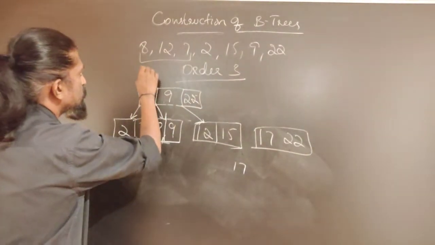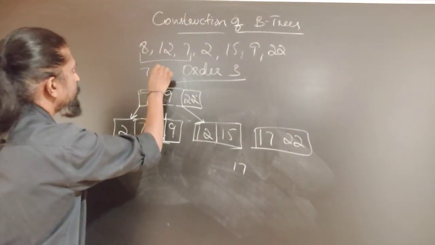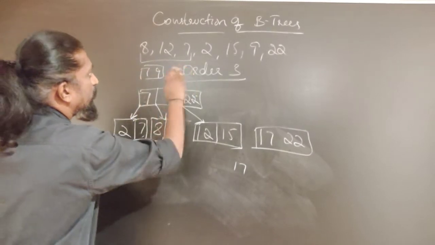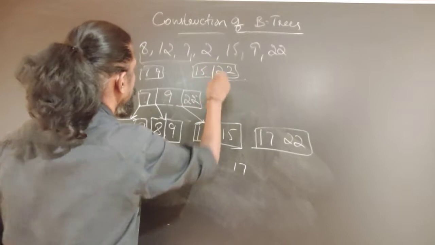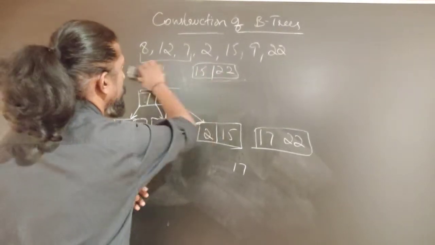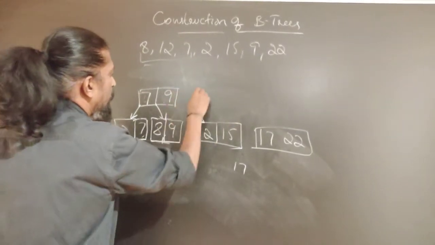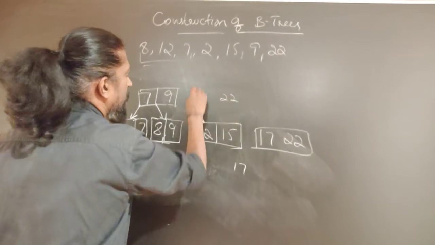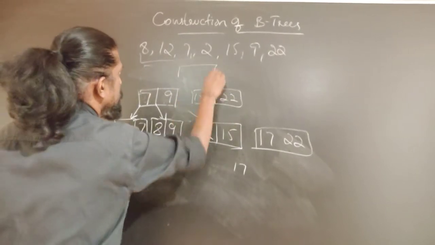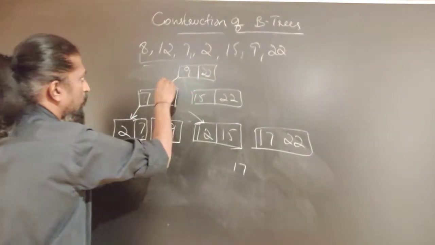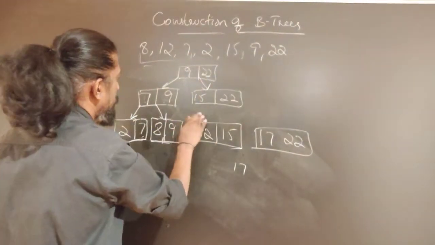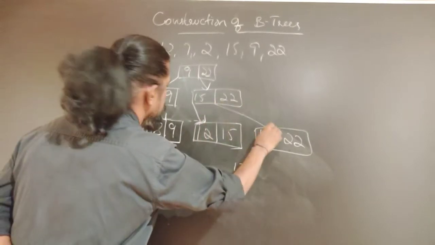So this will be split into two nodes, 7 and 9, and 15 and 22, and a new parent node is constructed, the root node, which consists of 9 and 22. So now the tree looks like this.